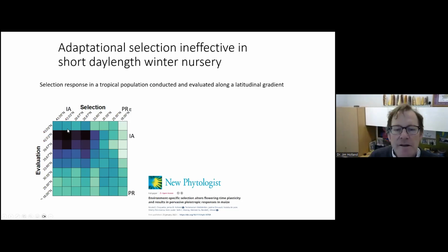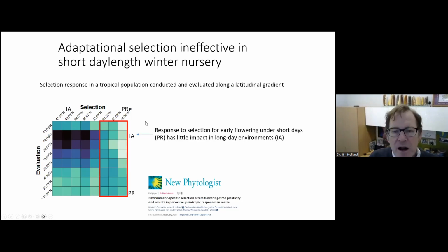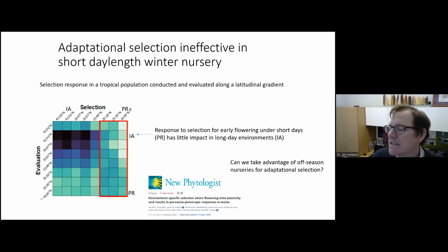Obviously, it's direct selection. But this is a little bit problematic because it shows that if you do this selection under these short days, you're not exposing the photoperiod response. You can't really use these environments for adaptational selection. And the problem there is that it cuts out half of your potential generations per year. So it's going to slow down your selection response. We'd like to be able to use off-season nurseries for adaptational selection, but direct phenotypic selection there doesn't look like it's very effective.